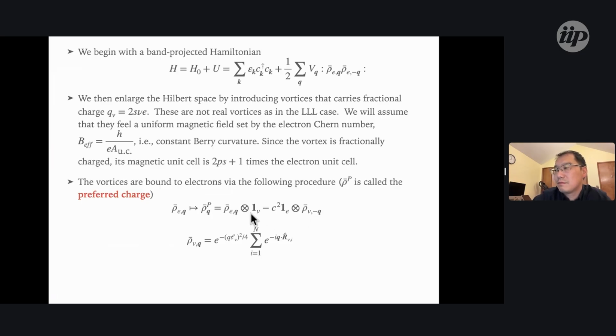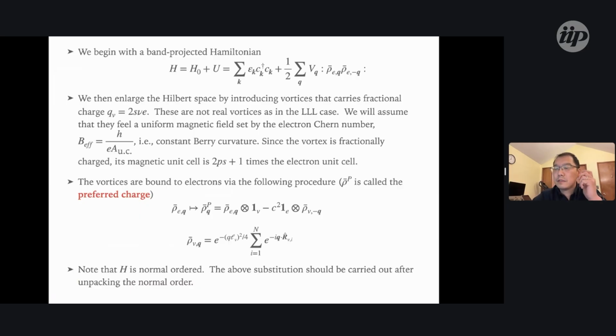Those are the sort of charge densities you would have written down if we are dealing with two types of different charges. Okay, because we have already assumed the vortex lives in its own Landau level, the vortex density operator is given by those GMP operators, where R is the guiding center of the vortex. Okay, so this is called the preferred charge substitution.